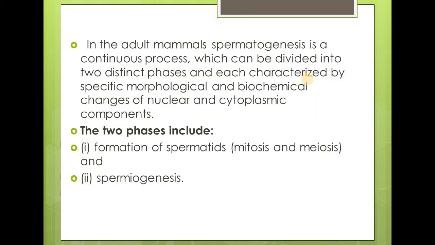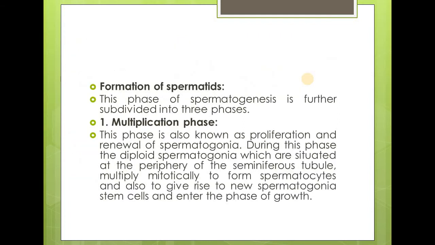In adult mammals, spermatogenesis is a continuous process which can be divided into two distinct phases, and it is characterized by specific morphological and biochemical changes of nuclear and cytoplasmic components. The two phases include the formation of the spermatids, through the process of mitosis and meiosis, and spermiogenesis. The formation of the spermatids is further divided into three phases.